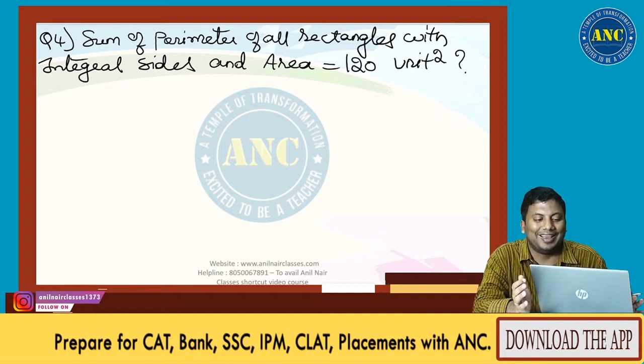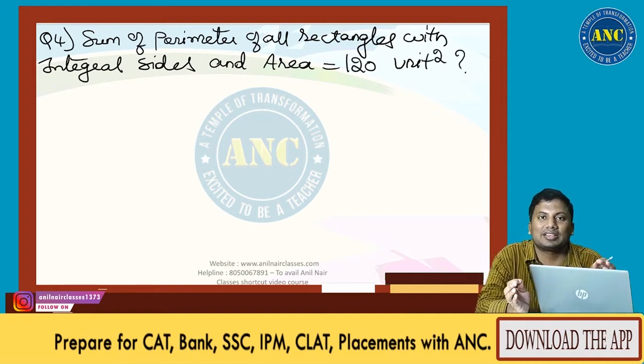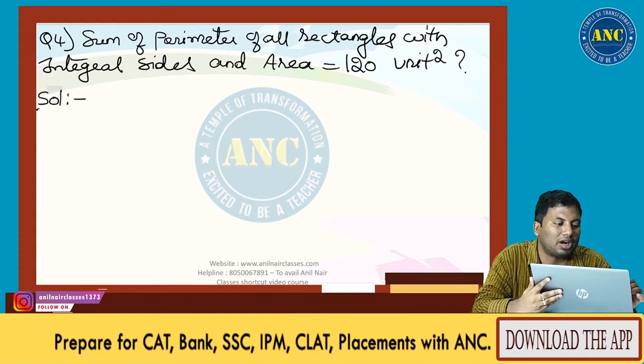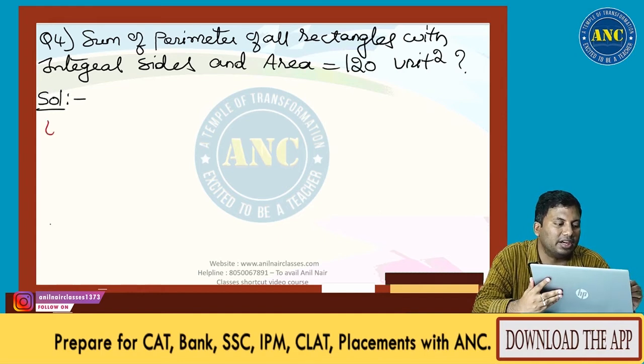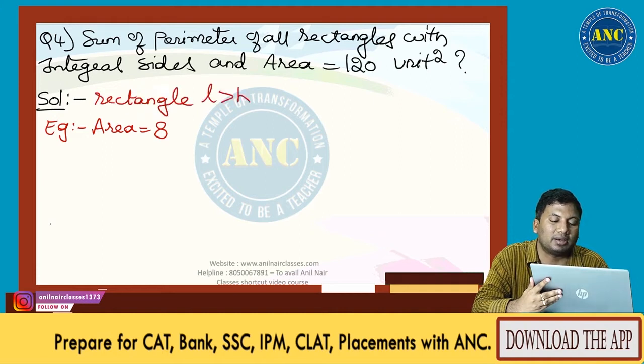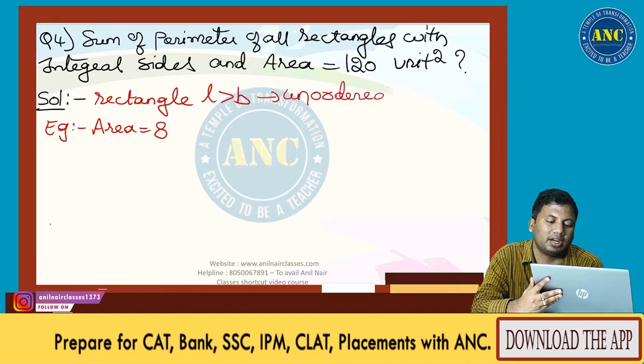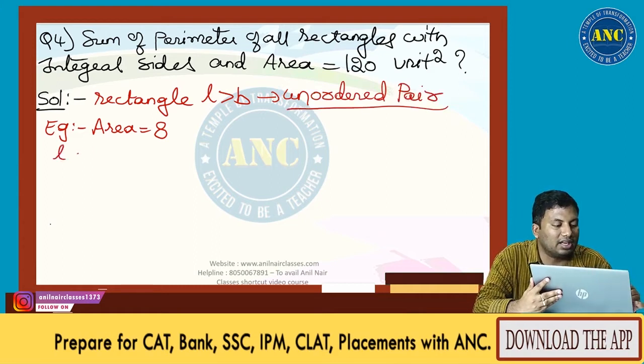Very good question. Area is given as 120. He is asking the sum of perimeters of all rectangles, and the sides should be integers. Suppose the area is 8. Remember, in a rectangle, length is always greater than breadth. Reverse case is not allowed. So this question is based on unordered pairs. Area is length into breadth is 8. Length is greater than breadth.